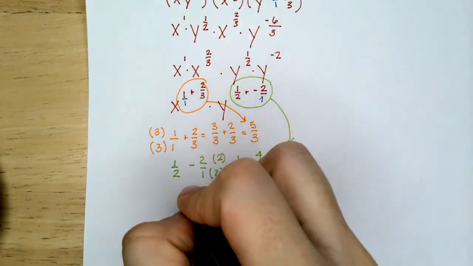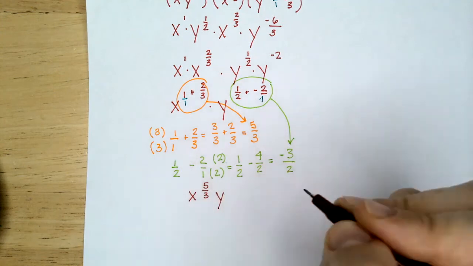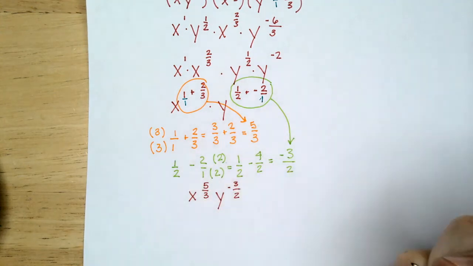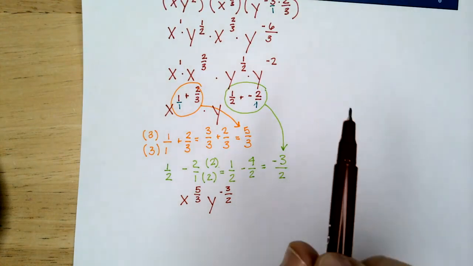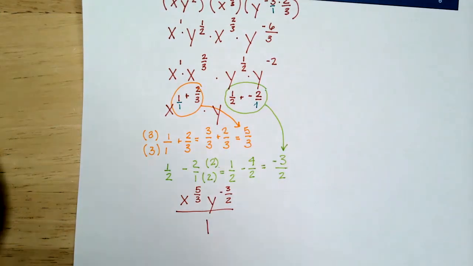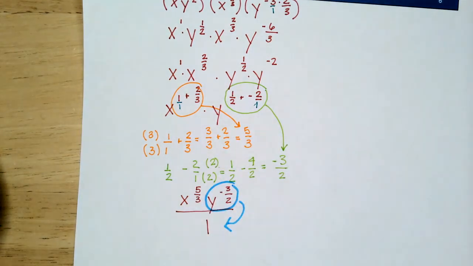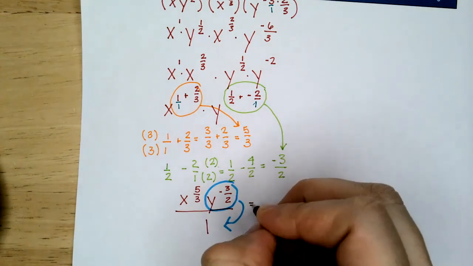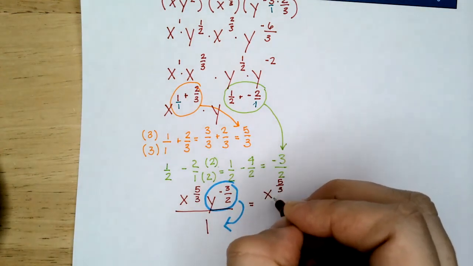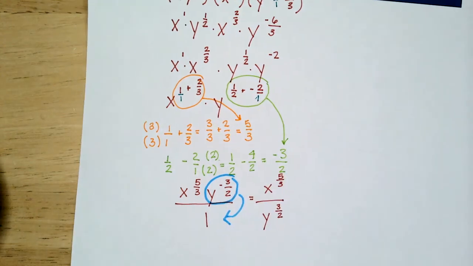I'm gonna write it again. X to the power of 5/3 times y to the negative 3/2. Good. Remember, it said express your answer in only positive exponents. In order to make this negative exponent a positive, I move the y down. Now I have x to the 5/3 divided by y to the 3/2. That's now a positive. We moved it across the fraction bar. That is my final answer.